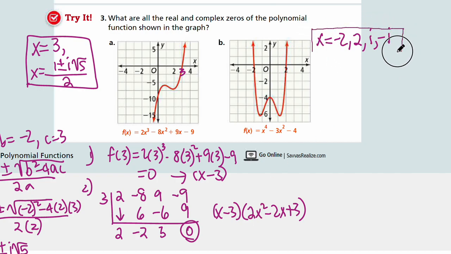All right. So that was example 3, finding real and complex zeros. We'll continue with the next example in the next video.